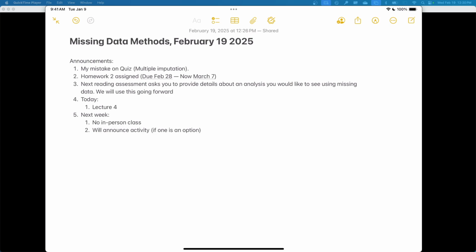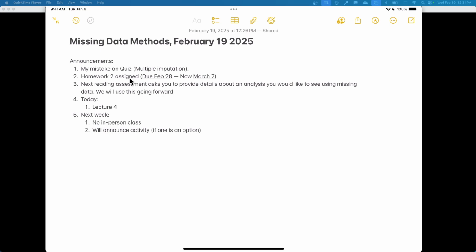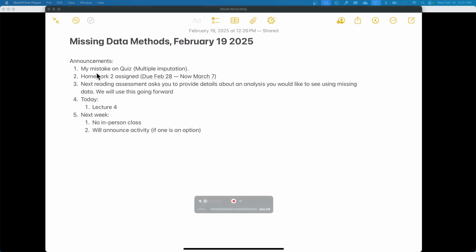But second, I got a little ahead of myself on the quiz, as you saw. There was a question about multiple imputation. I didn't really mean to put that there. I wasn't thinking clearly, so everybody's going to get all the points for it. Sorry about that. Multiple imputation is a distance further away.